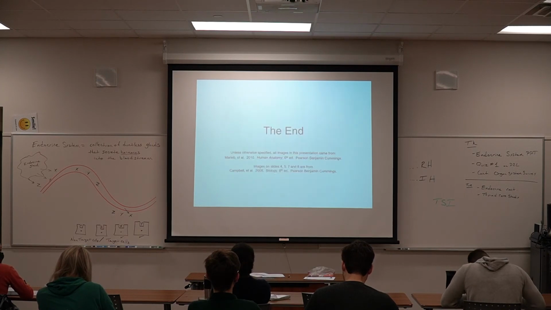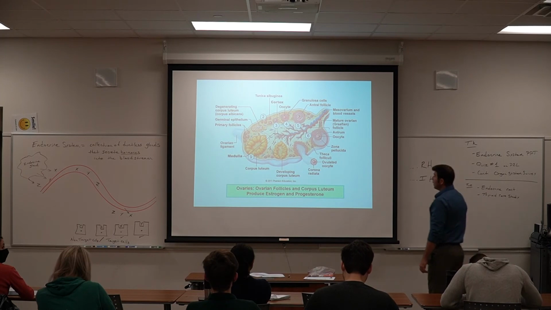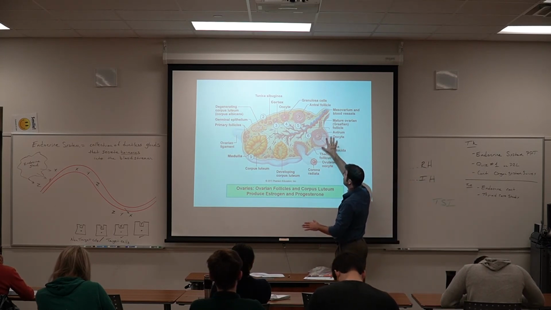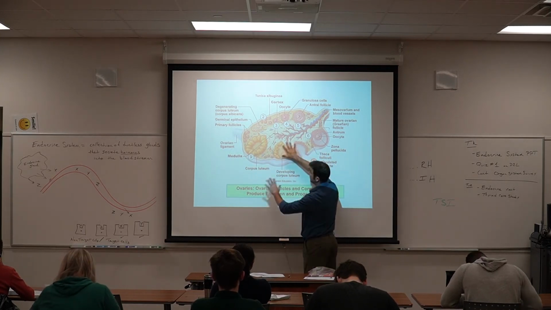Last one, I think that is the last one, and that is we're just looking at a cross-section of an ovary here. We did have an ovary model that was out somewhere. This is showing you an ovary that has a follicle at every stage of development. And you wouldn't have an ovary that has all of these things going on at once.